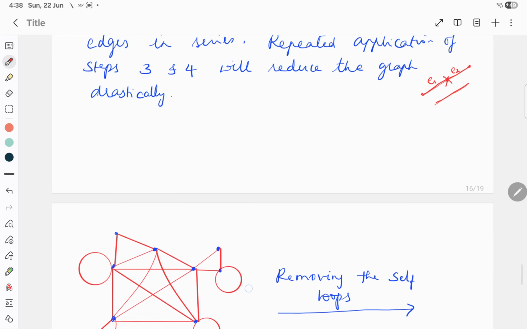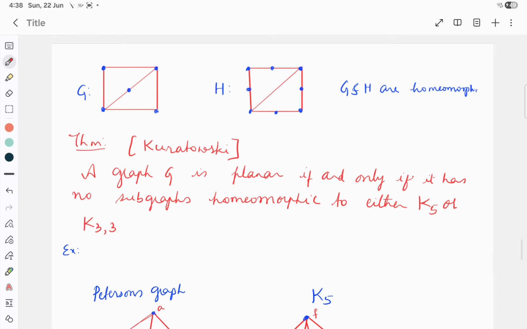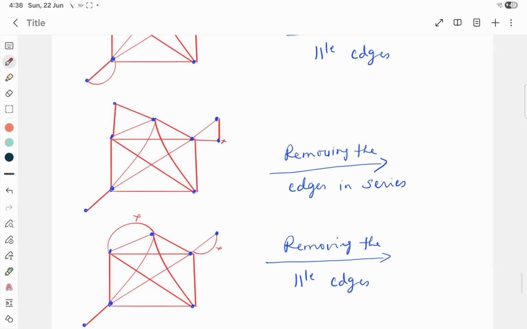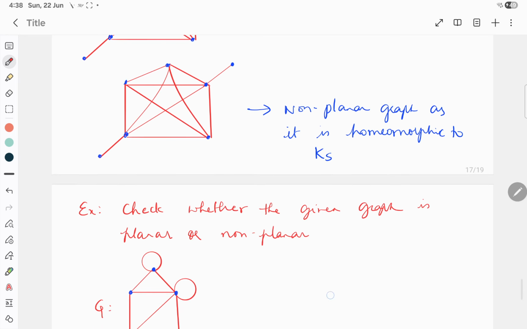Again, I'll repeat this theorem which states that a graph G is planar if and only if it has no subgraphs homeomorphic to either K5 or K3,3. You should not find a single subgraph which is homeomorphic to K5 or K3,3. And you know what a subgraph is. So this has a subgraph which is homeomorphic to K5, and therefore this is non-planar.